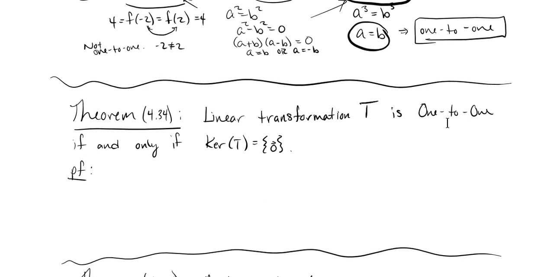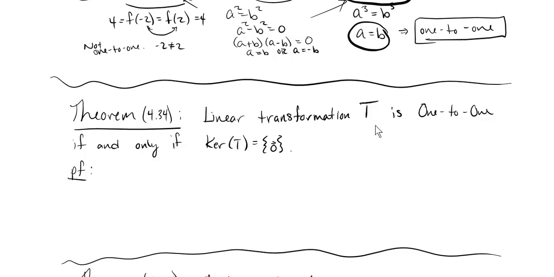A linear transformation T is one-to-one if and only if the kernel is the set containing just the zero vector. Remember, the kernel is just the set of all vectors that map to the zero vector under this transformation. We've seen a theorem that the zero vector is always in the kernel of any linear transformation. Here we're saying it's the only vector in the kernel. Any other vector won't map to the zero vector under T. So let's show this is true.